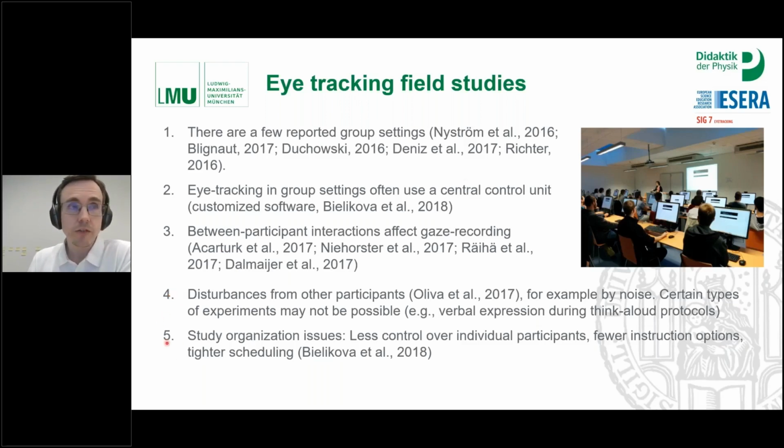There have also been reports of some organizational issues. As you can imagine, you have less control over individual participants and fewer instruction options. So you basically give a general one-size-fits-all instruction and hope that most of them can follow you, and then you attend to each of the ones who cannot. But it may require tighter scheduling.